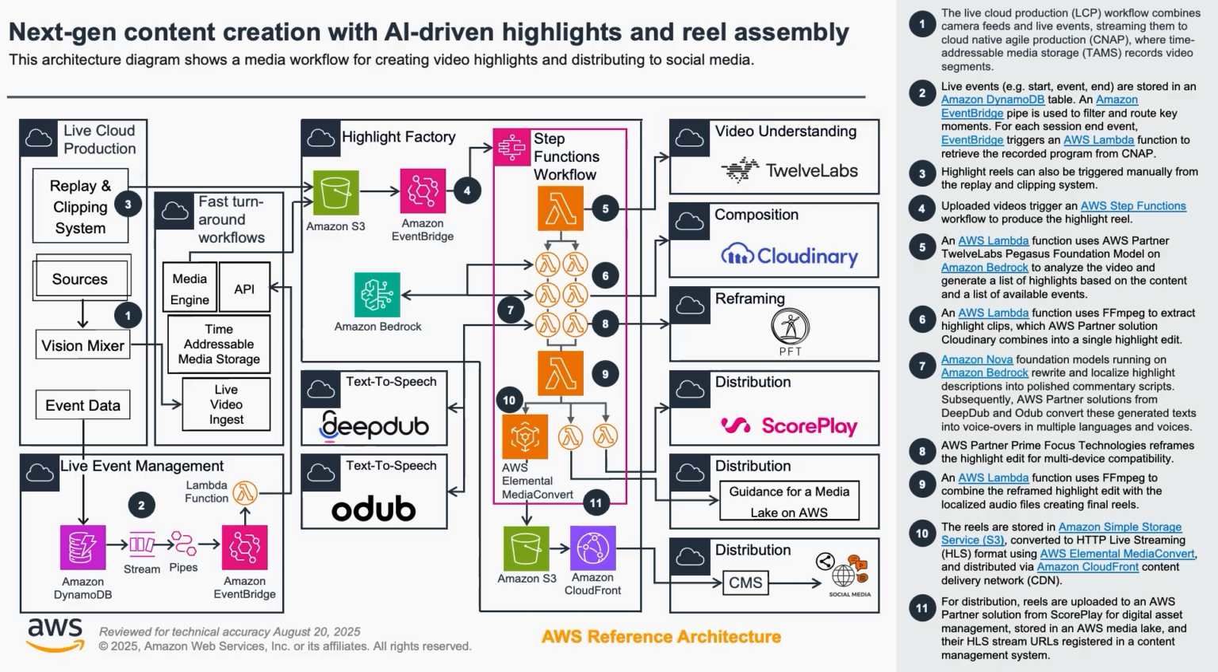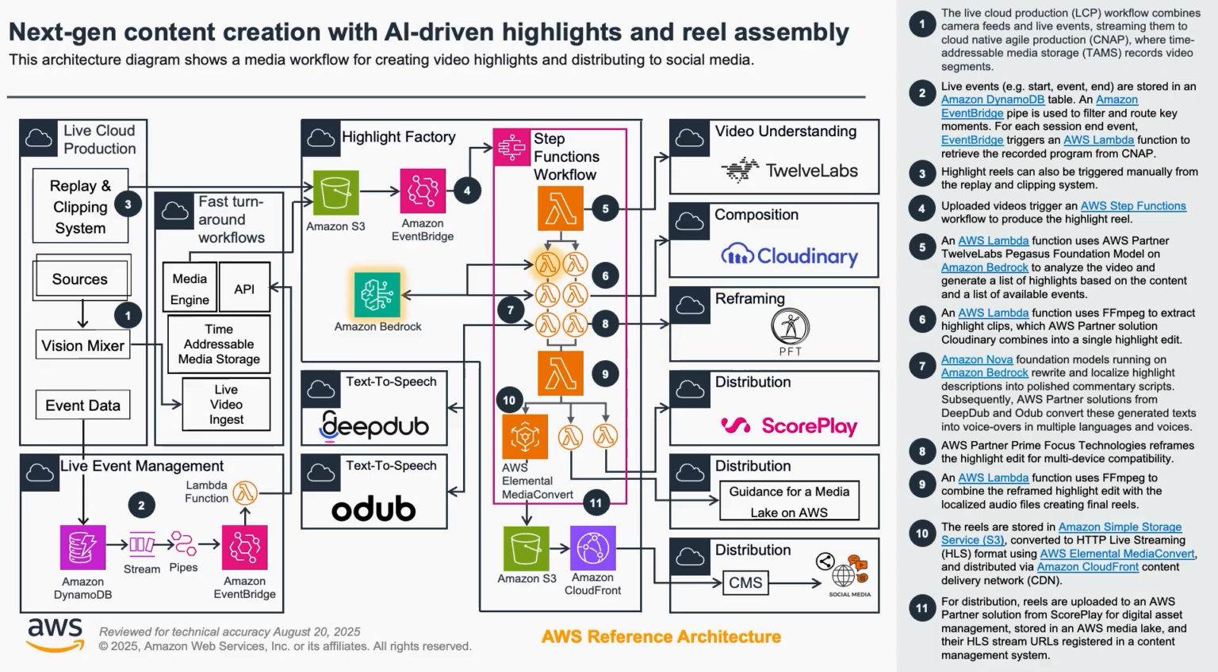From here, two branches run in parallel, video and audio. On the video side, Lambda functions running FFmpeg extract the highlight clips in parallel, which are then stitched together using the concatenation and transition features of AWS partner solution Cloudinary. The edit is then reframed into various aspect ratios like portrait, fitting for social media platforms.